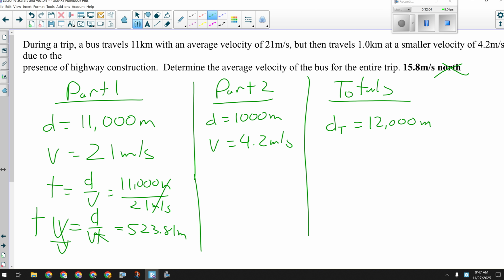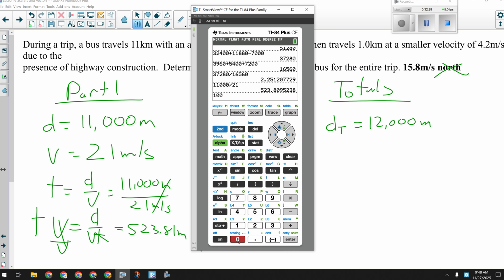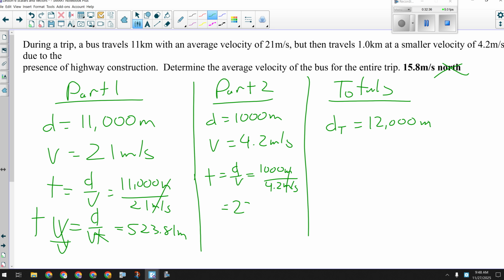Okay, all right, and then in part 2, I have to do the same calculation, so I'm not going to bother to re-manipulate. I'm just going to copy it over. T equals D over V, 1,000 meters divided by 4.2 meters per second. Meters will cancel. Okay, and right there, that's why I had to do it, right? Kilometers divided by meters doesn't cancel, but meters divided by meters cancels. Okay, 1,000 divided by 4.2, 238.1 seconds.